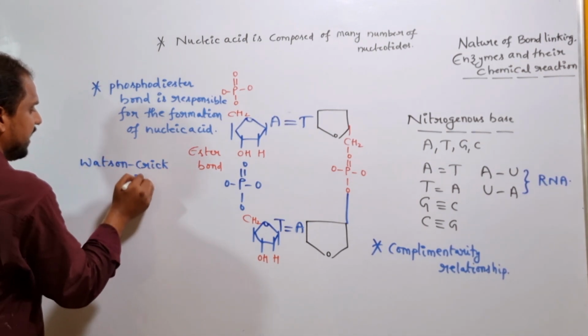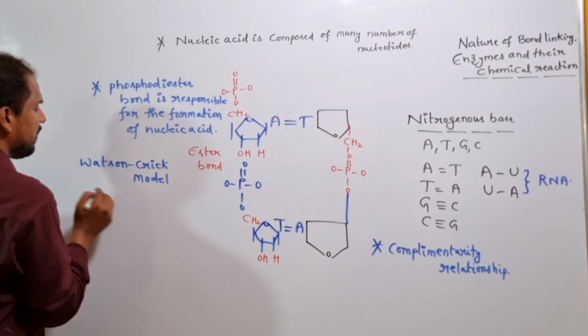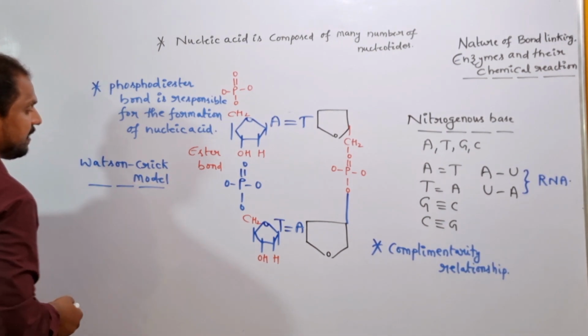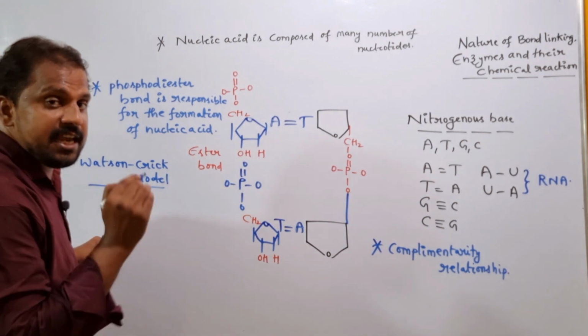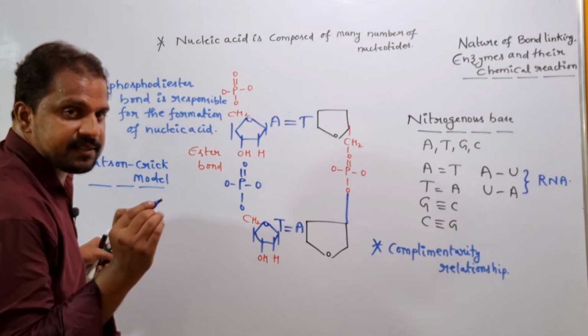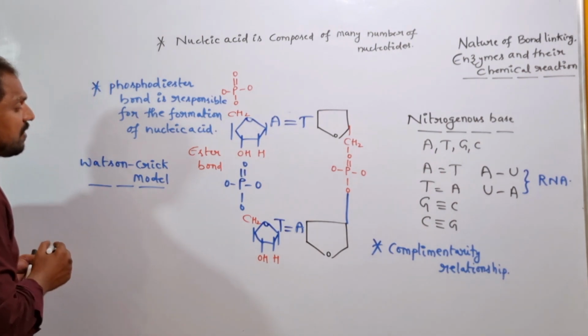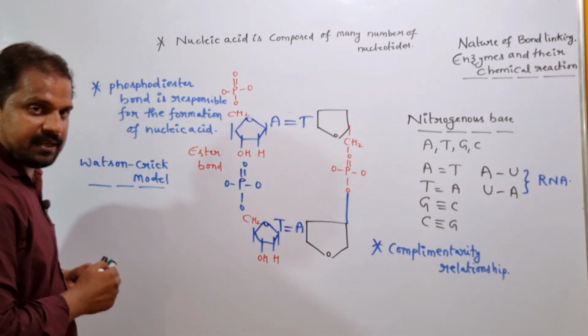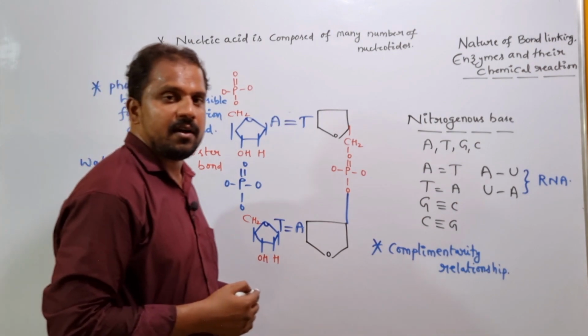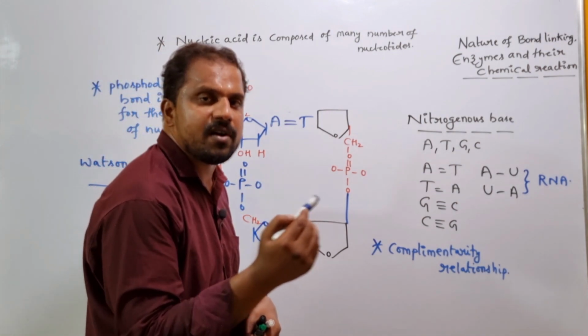Watson-Crick model. So here, why is it termed the Watson-Crick model? Because for the very first time, it was identified by James D. Watson and Francis Crick. On behalf of the discovery, the particular model is termed the Watson-Crick model. Is it clear? Now, let us have a look at the salient features of the Watson-Crick model.